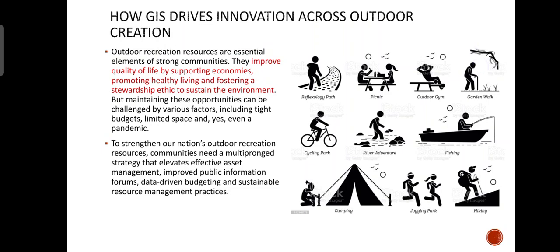sustain the environment. But maintaining these opportunities can be challenged by various factors, including tight budget, limited space, and even a pandemic. To strengthen our nation's outdoor recreation resources, communities need a multi-pronged strategy that elevates effective asset management, improved public information forums, data driven budgeting, and sustainable resource management practices. This picture shows some outdoor recreations like picnic, outdoor gym, cycling park, camping, etc.